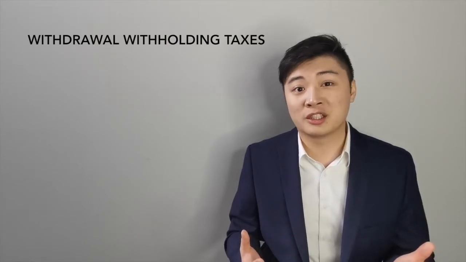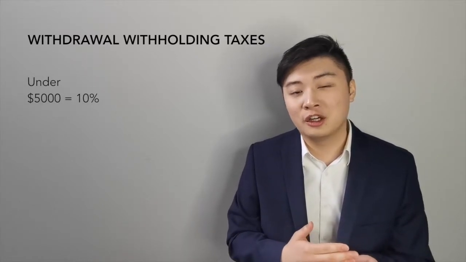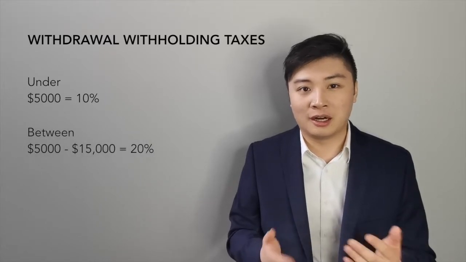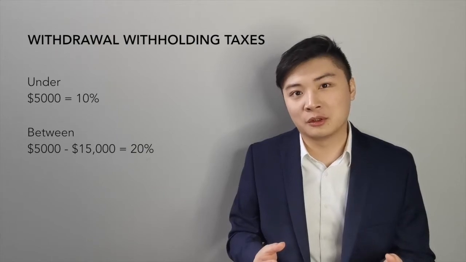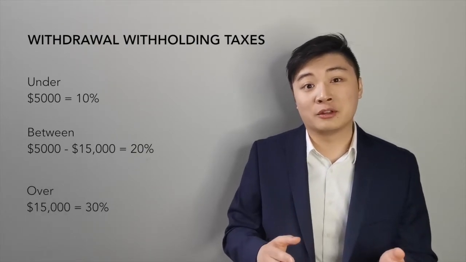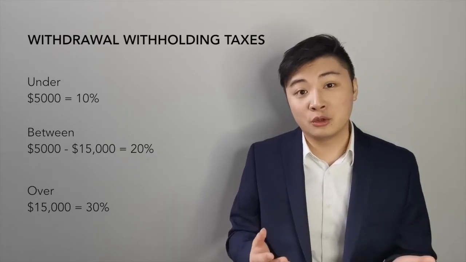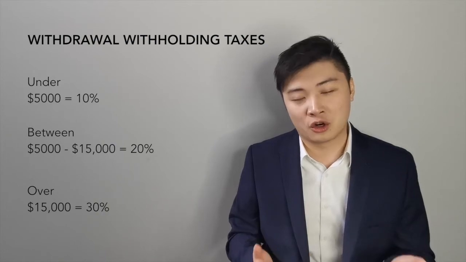And furthermore, with different withdrawals, you'll be subject to withholding taxes from your financial institution. If you withdraw limits under $5,000, you'll be subject to a 10% withholding tax. If you're withdrawing amounts between $5,000 and $15,000, you'll be subject to a 20% withholding tax. And if you're withdrawing amounts over $15,000, you'll be subject to a 30% withholding tax. They do this in order to make sure that you do pay your taxes on your RRSP withdrawals throughout the year.